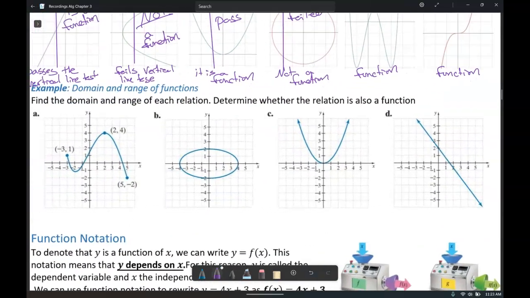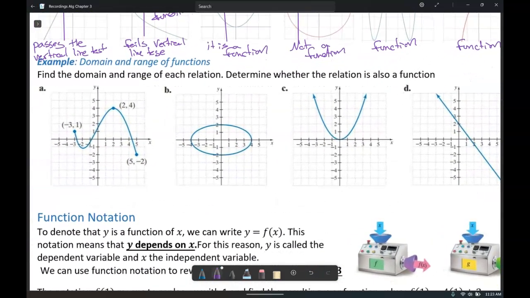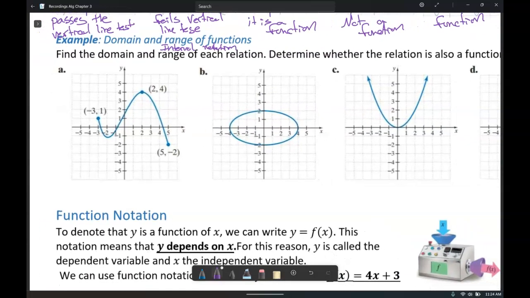And with our functions and relations, we can also identify and find the domain and the range. Now, these are continuous, so we're going to have to use interval notation to identify the domain and range. So we'll take a look at the domain and range, and we have to think about, for the domain, again, that's all of the x values. And so we look to see, well, what's the lowest x value and what is the highest x value?